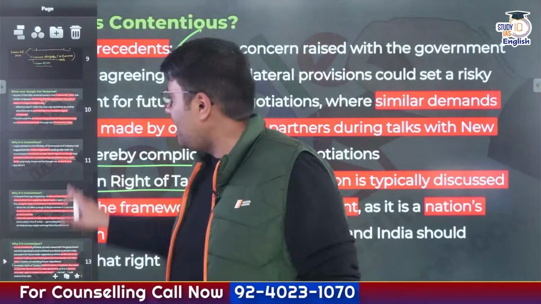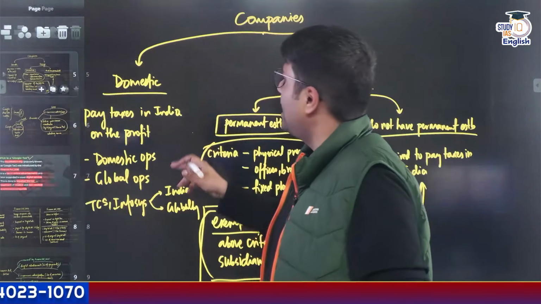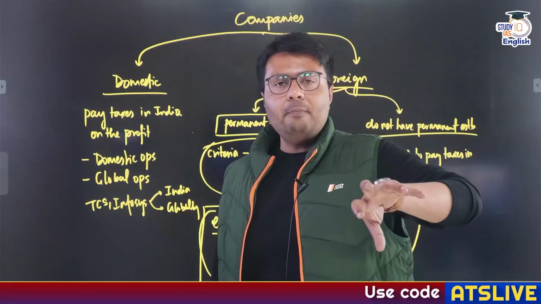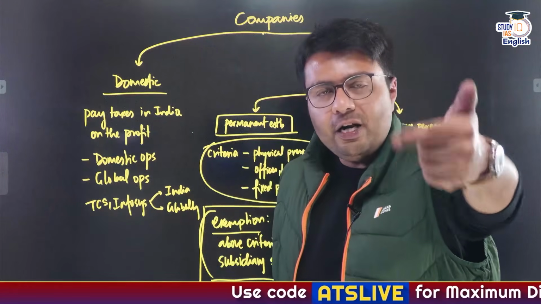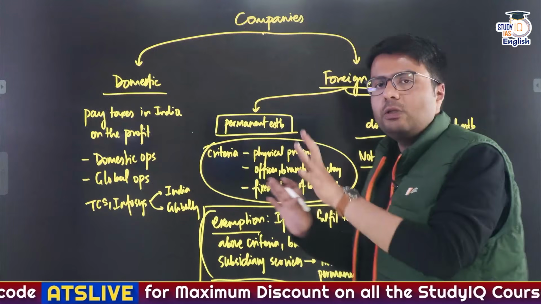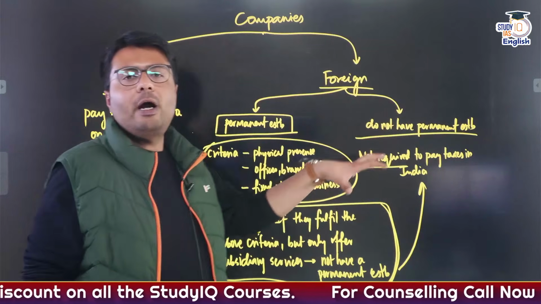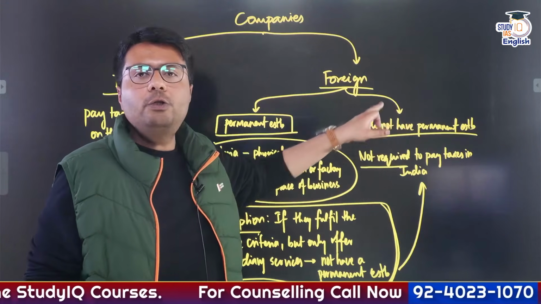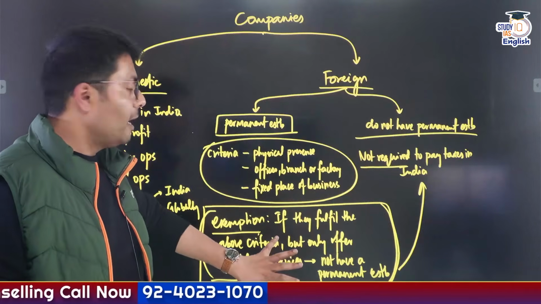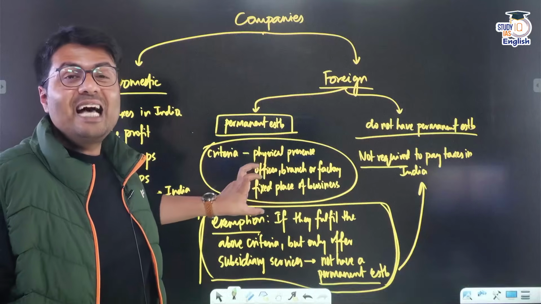So this is why this kind of situation became problematic, and while understanding the situation, we also understood what qualifications a company needs to fulfill in order to pay taxes in India. A domestic company would pay taxes on all the profits that they make, be it from operations in India or operations in the US, UK, etc. On the other hand, only those foreign companies who have a permanent establishment are required to pay taxes. The companies who do not have permanent establishments are not required to pay taxes in India.